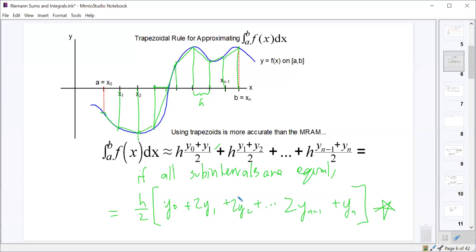And we will note that h, if these are equal subintervals, is always equal to the length of the entire interval from a to b, so b minus a, divided by the number of subintervals, which is always n. So h is always b minus a over n. Everybody good there or no?